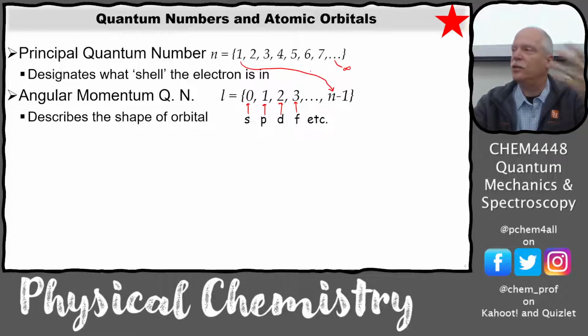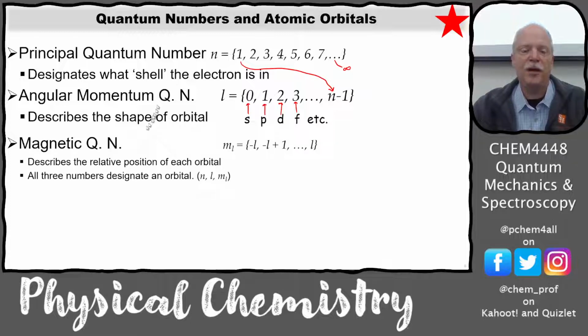And then for n equals 2, what's 2 minus 1? 1. And so we could have a p orbital on the n equals 2 shell, but we can't have a d. Okay, so that's why we have these restrictions on s, p, d, f, and so on. It's based upon this restriction of angular momentum.